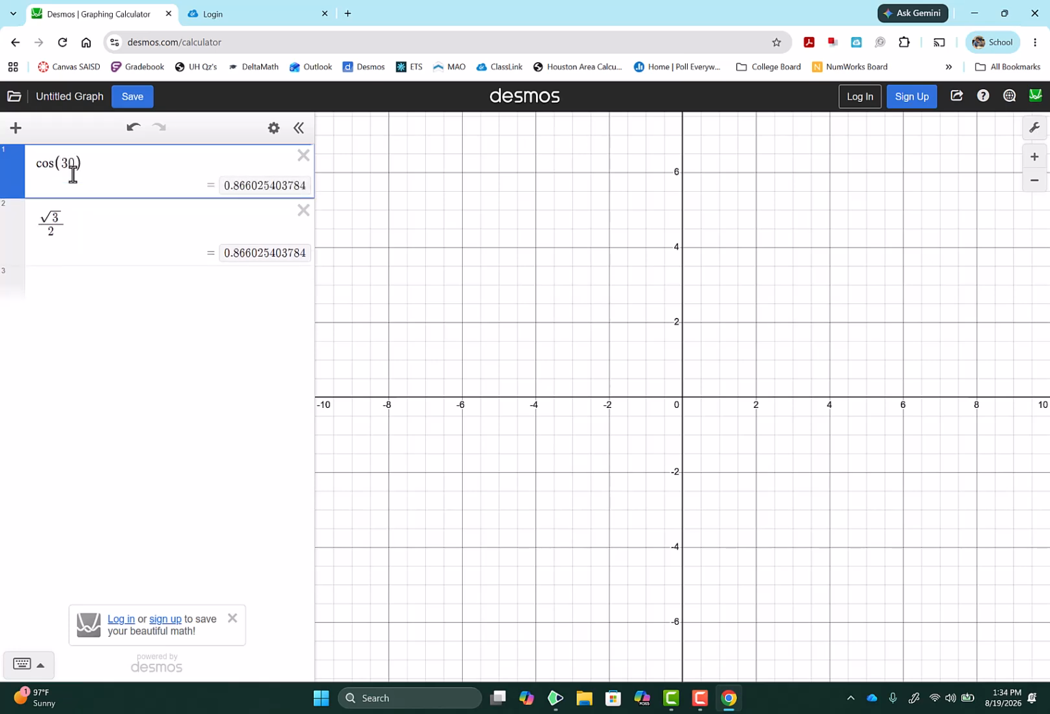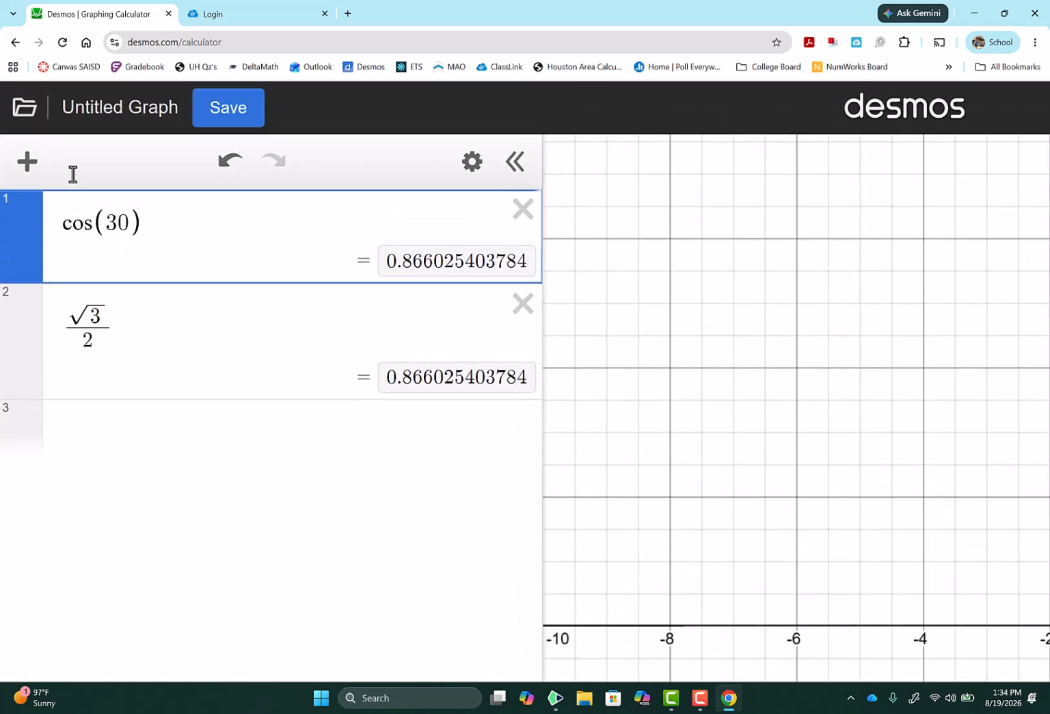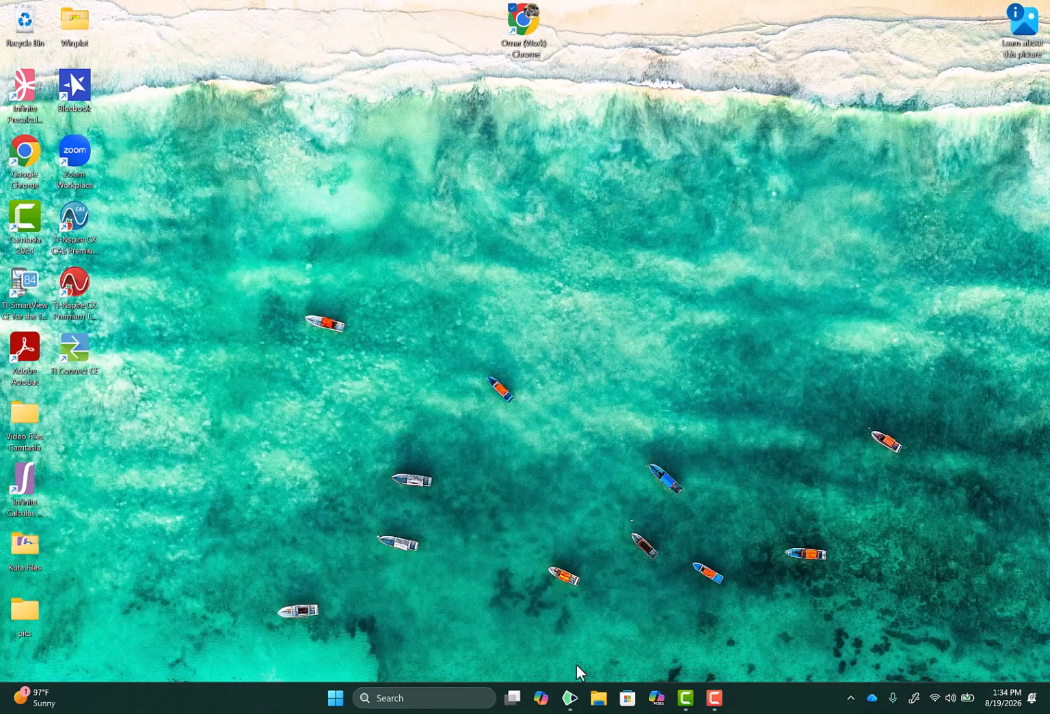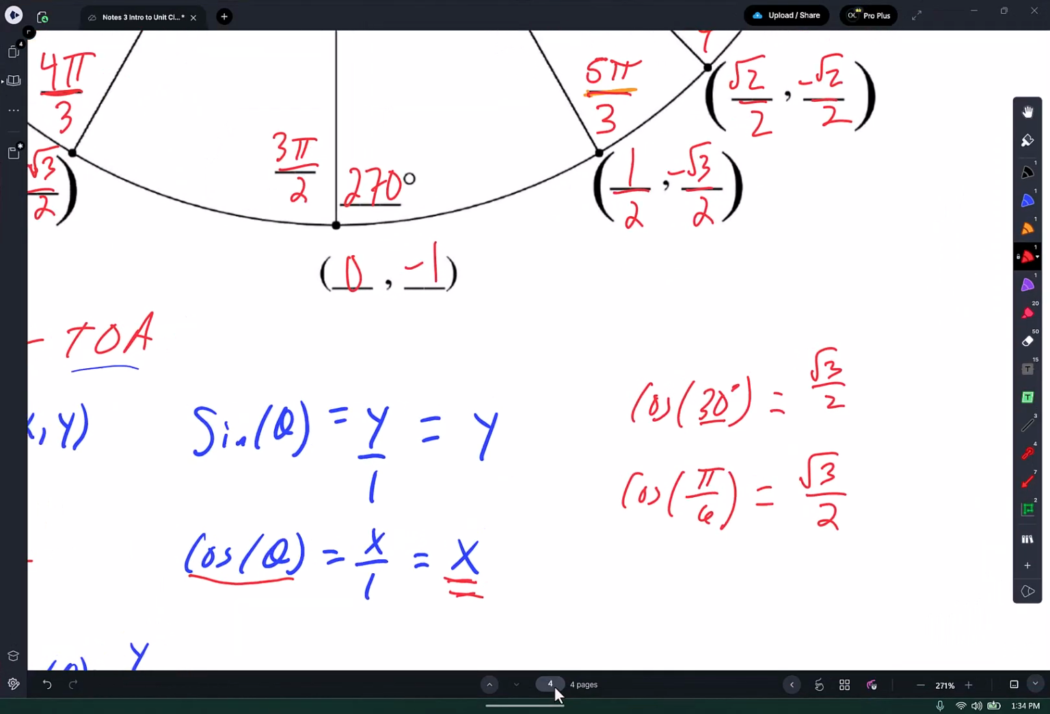And then look, cosine of 30 says the same value again, because now it's a degree. Do you guys see what's going on? Okay. So now I think we're so close. We just need one last thing. And again, it's going to change the way you think.